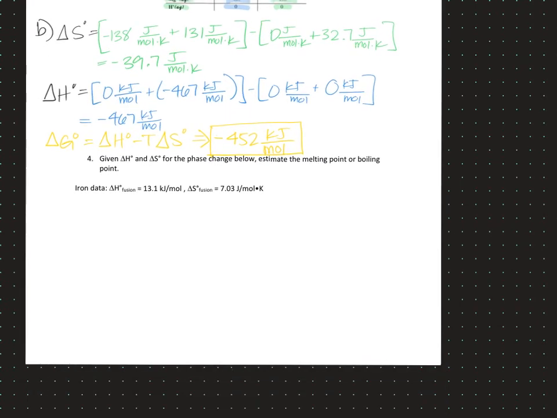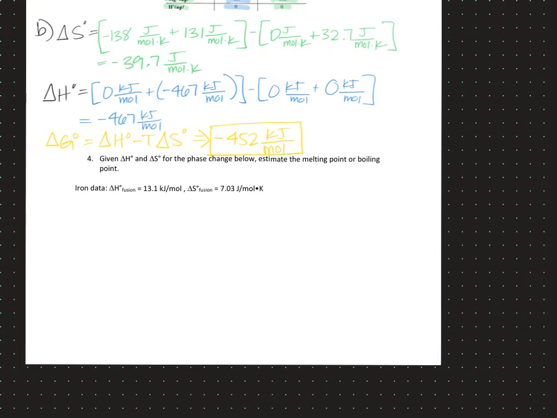Given delta H naught and delta S naught for the phase change below, estimate the melting or boiling point. This data is for iron, and we're given delta H naught of fusion and delta S naught of fusion. Fusion means that melting is occurring, so that means that you are determining what the melting point is.